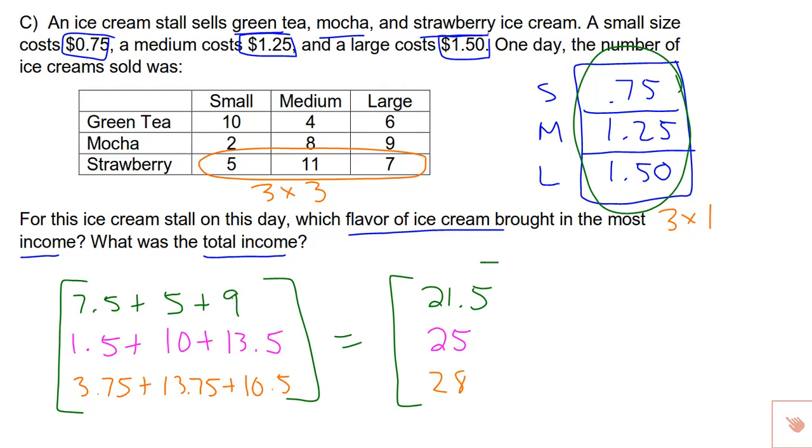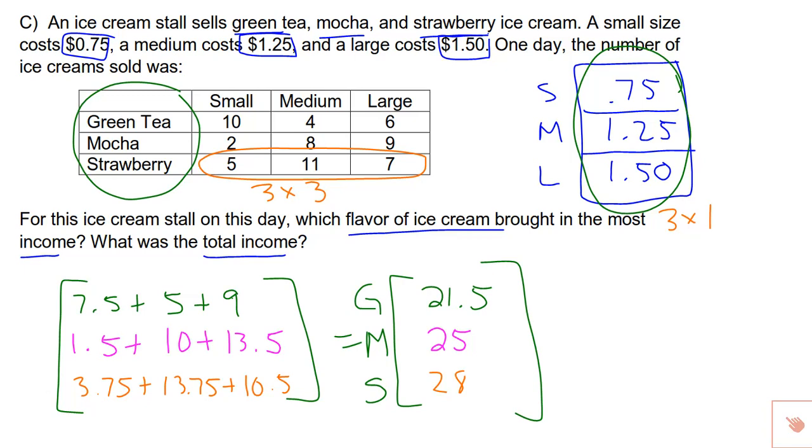What does this mean? Notice how these are arranged is in the same way that these rows are arranged, which means this is the amount of income from the green tea, this is the amount of income from the mocha, and this is the amount of income from the strawberry. We didn't have to focus too much on what we were dealing with. We were able to just look at the numbers by using matrices, and then at the end we were able to make sense of the information.